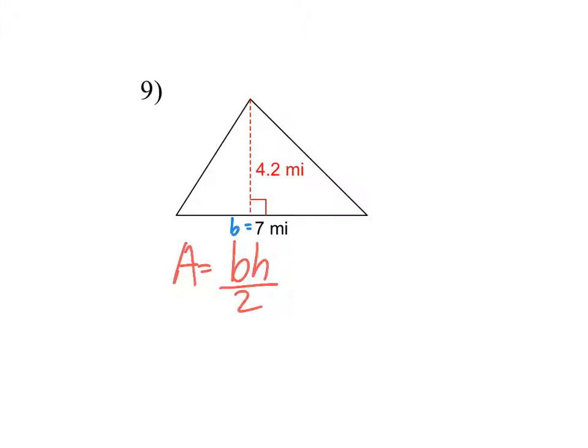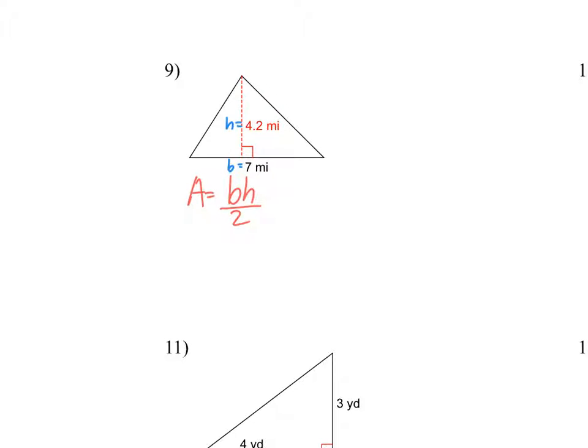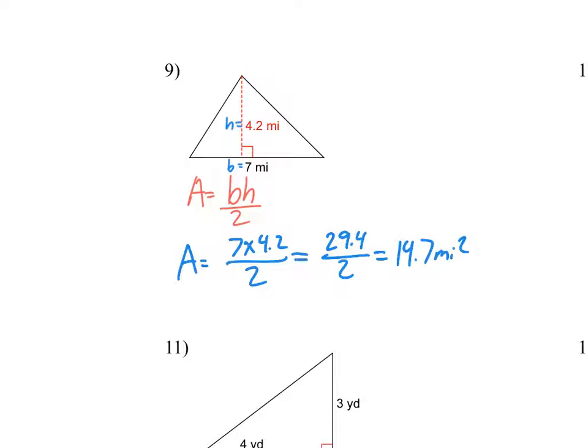Here's our base, and here's our height. So when I plug into my formula, we are going to have a base of 7 miles times our height of 4.2, and then we will divide. So I'm going to go across the top first. I'm going to do 7 times 4.2. We get 29.4 over 2. Now we divide that by 2, and this comes out to 14.7 miles squared.